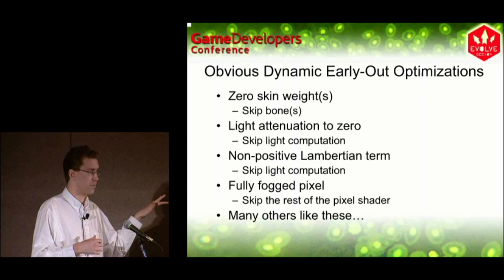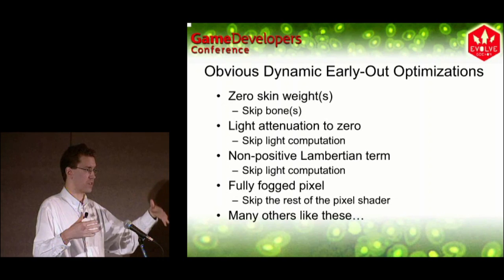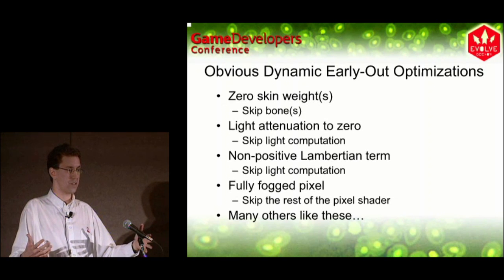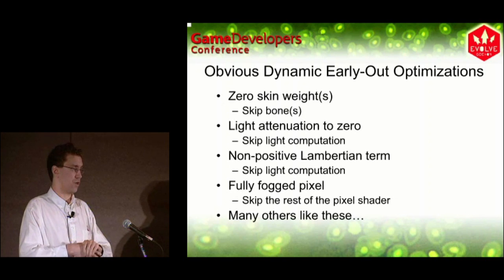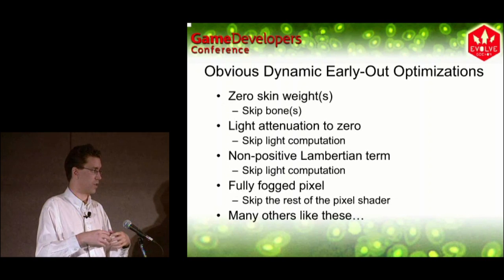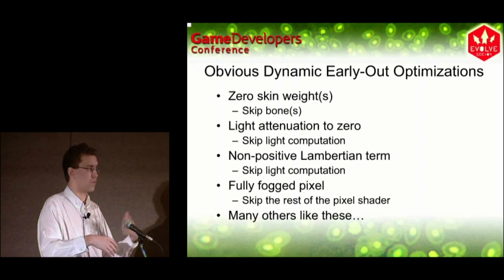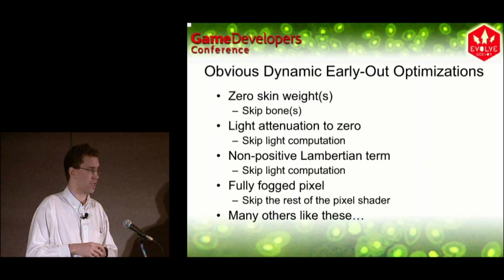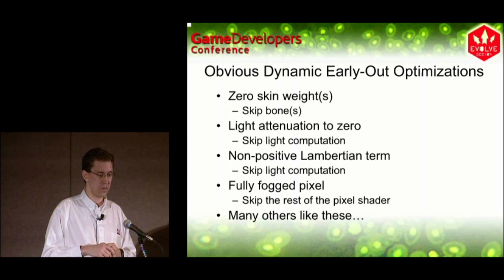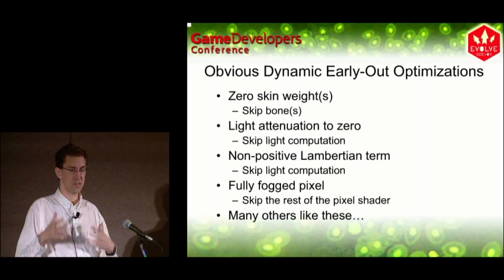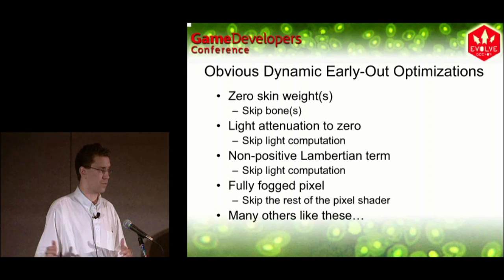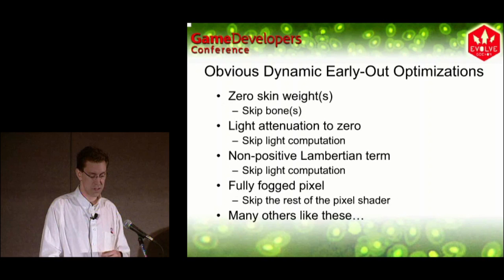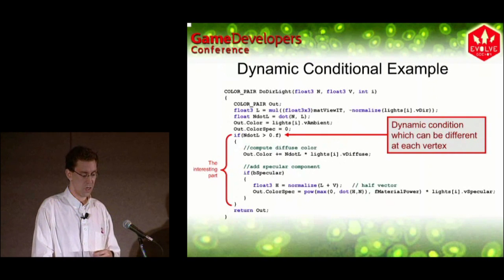Now, as software developers, I've heard suggestions from a lot of people on this kind of thing. You guys see a ton of obvious early-out opportunities for shaders. Skipping skinning based on a particular bone if you see the weight is 0. If the light attenuates out to 0, don't do the rest of the lighting computation. If it's on the back side of something, if your Lambertian term is not positive, if a pixel's fully fogged, just things like that where you can drop out a bunch of shader computation. Those are obvious things to optimize.